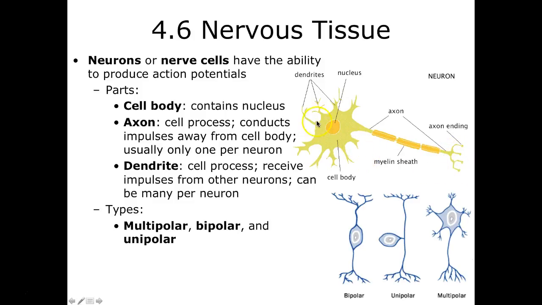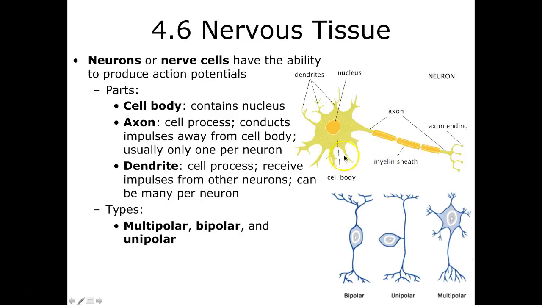And I also want you to notice our third structure we're going to learn about, which are the dendrites. And these are cytoplasmic extensions kind of reaching out that will receive impulses from other surrounding neurons out here and can transmit that information along the axon if it's stimulated enough.